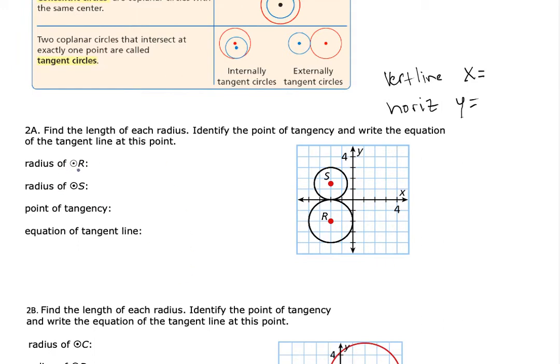The radius of circle R. Well, I'm just going to count. The radius is 2. The radius of circle S, now that's 1.5. The point of tangency, where they touch, that would be (-2, 0). And then the equation of the tangent line, well, the tangent line is actually right here. It's actually the x-axis, if I could draw it. And so that's a horizontal line at y equals 0. And that's what I'll write, y equals 0. Let's do another one.